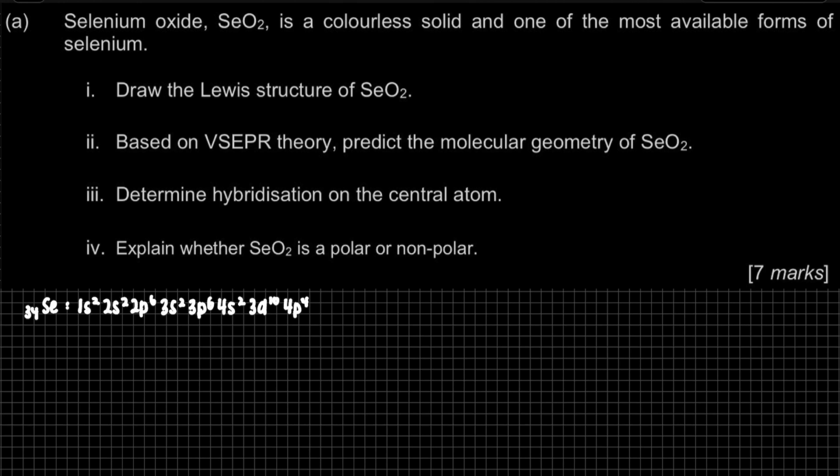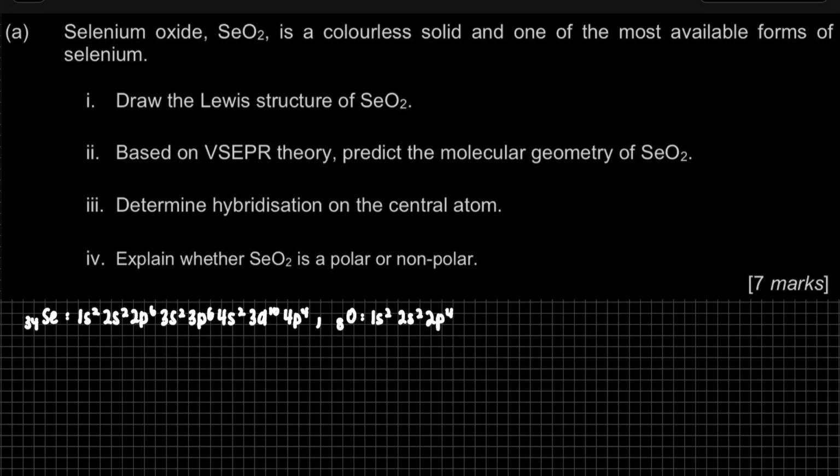So that is for selenium. And then for oxygen, the proton number is 8, where it is 1s2, 2s2, 2p4. Once you have written down the electronic configuration, next you have to determine the valence electron. So what is the valence electron? Valence is the outermost electron. Outermost means our highest n.